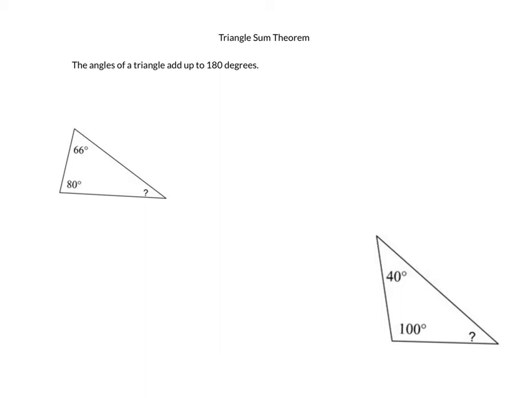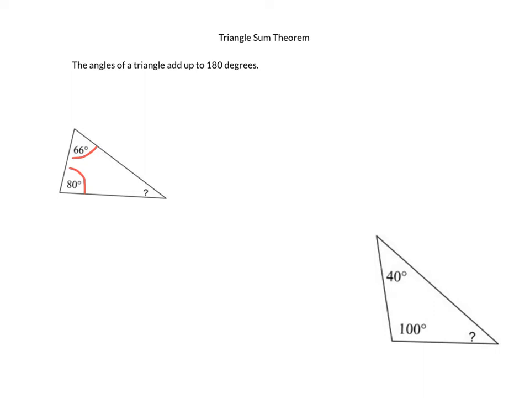Okay, so if we look at our top triangle here, we are told that this angle here is 66, and this one here is 80, and we need to find the third one. So there's two ways that I'm going to show you to set this up. One is to use an equation. I feel like that's always a good place to start because once we get into the algebra, that might be the best method to tackle these problems.